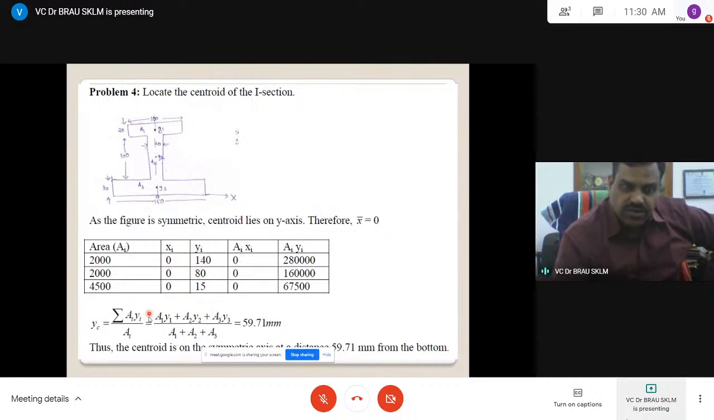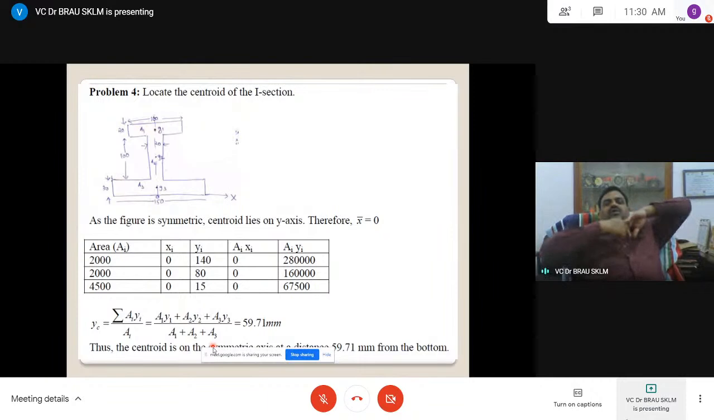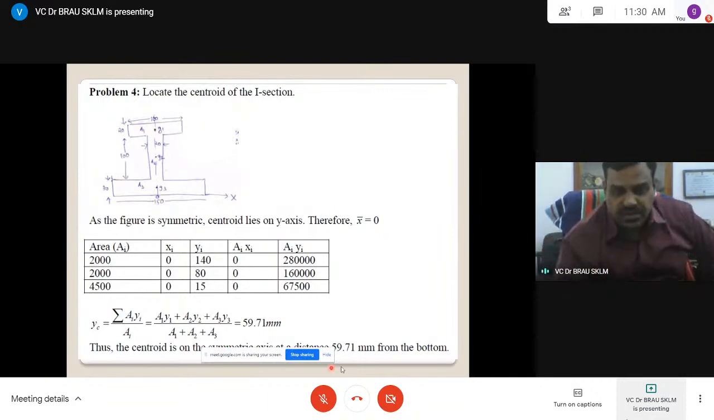Now this is how we have to determine, because three areas are there, A1 by 1, A2 by 2, A3 by 3. You substitute all the data. So that is how we will use the expression.